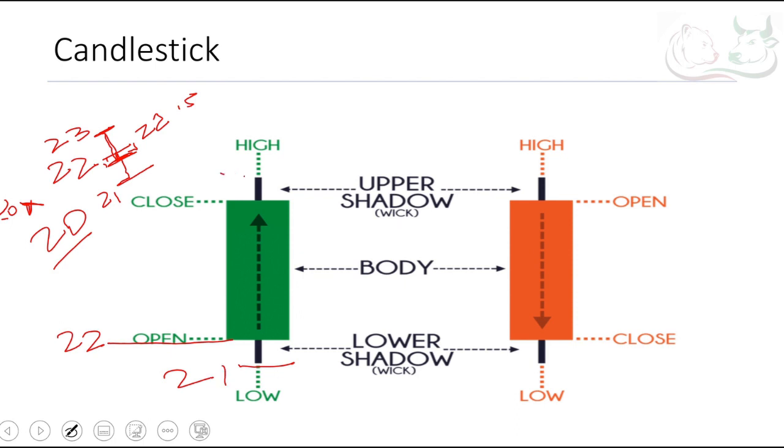This is your high price, which is 23, and this is your close price, which is 22 and a half. Now you can easily see that the body is formed by the difference between the open and the close price. However, the tails, whether on the lower side or the higher side of the wicks, are created by the highs and lows of the range.